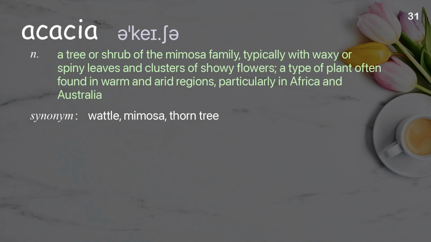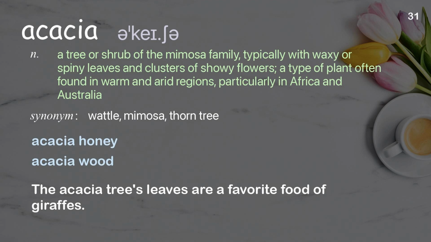Acacia. A tree or shrub of the mimosa family, typically with waxy or spiny leaves and clusters of showy flowers; a type of plant often found in warm and arid regions, particularly in Africa and Australia. Examples: Acacia honey, acacia wood. The acacia tree's leaves are a favorite food of giraffes.